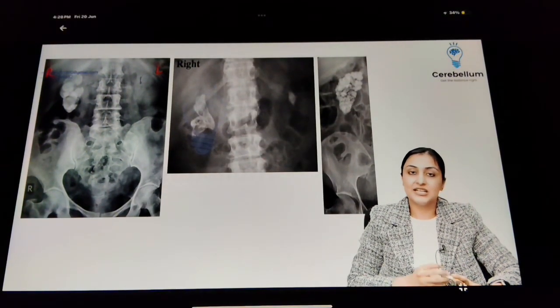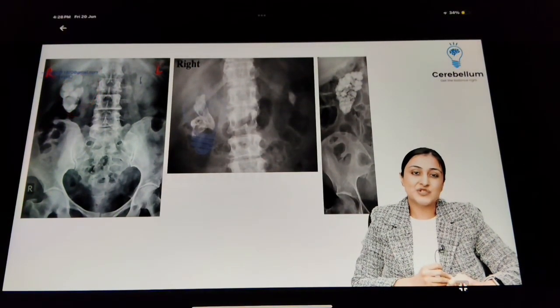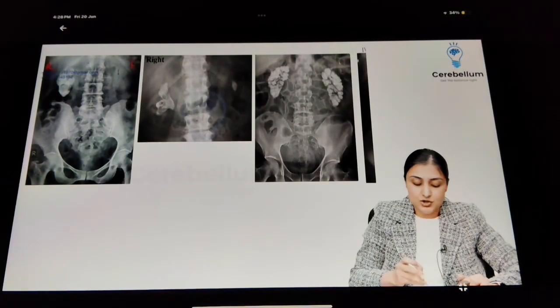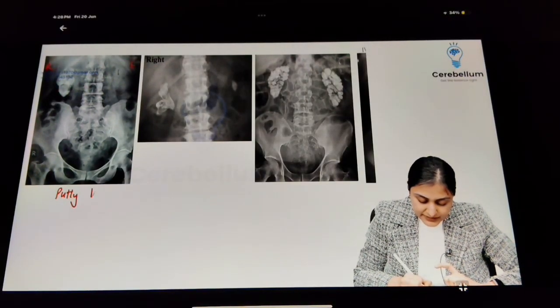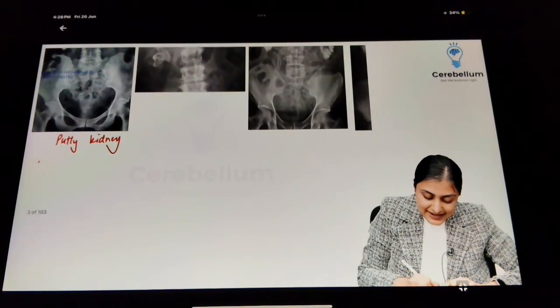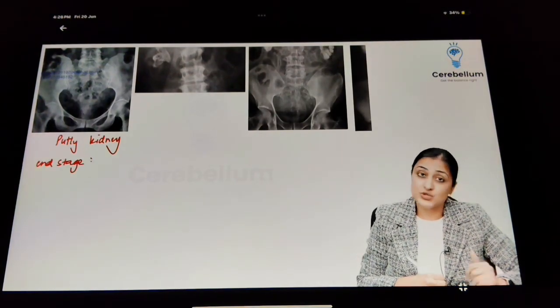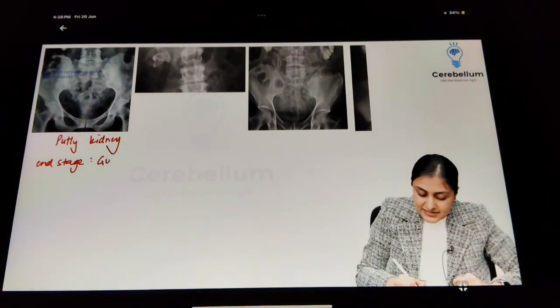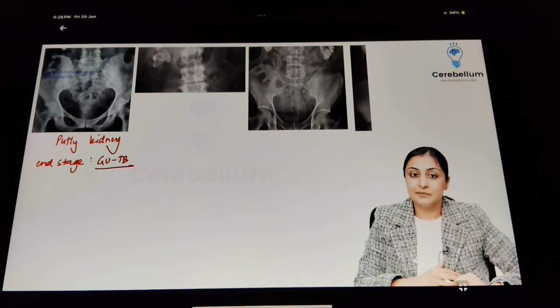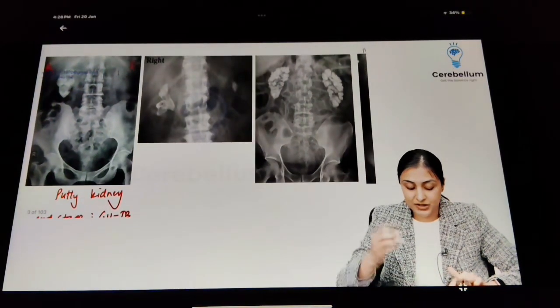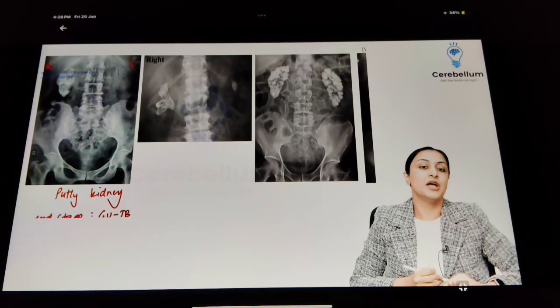We observe that the right kidney is completely calcified. It looks as if it is filled with cement. So white, putty cement. This is what has been called the putty kidney. This putty kidney is what we see as an end stage. Remember how hydatid as an end stage was completely calcified? Putty kidney is the end stage of genitourinary TB. Once TB has destroyed the kidney completely, the end stage is a completely calcified kidney called putty kidney.